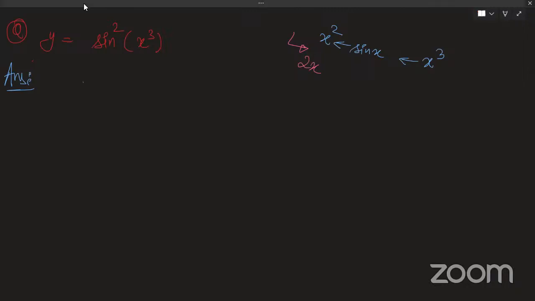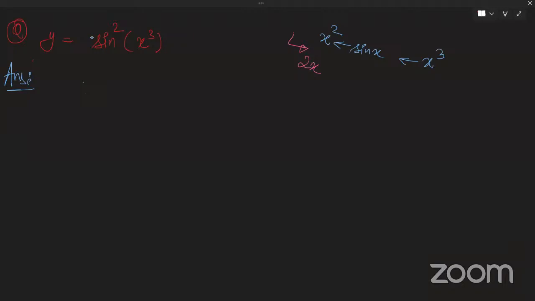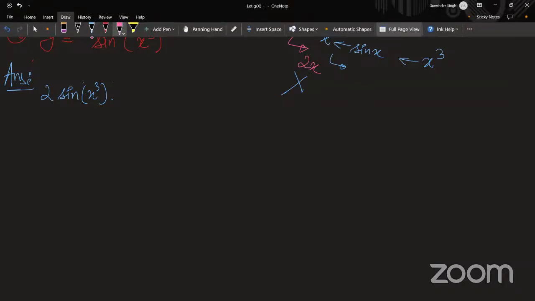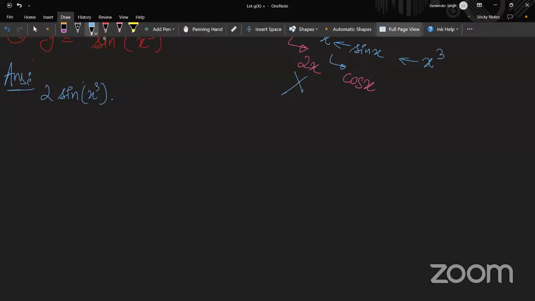So what is your inside stuff? Sine of x cube. Great. Sine of x cube. Right. So it becomes 2 into sine of x cube. Right. So you have completed this level. Now you move inside. What function do you get? Sine x. What is the derivative of sin x? Cos x. Right? So when you differentiate this thing and you write the answer, you keep the inside part as it is.